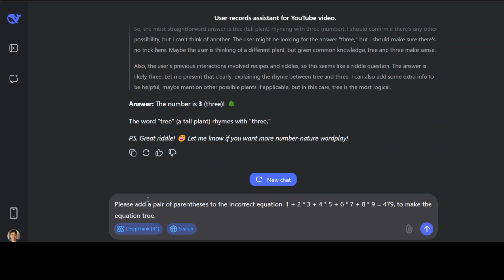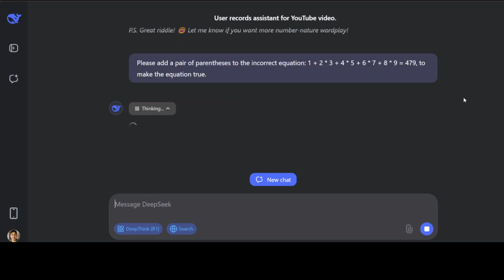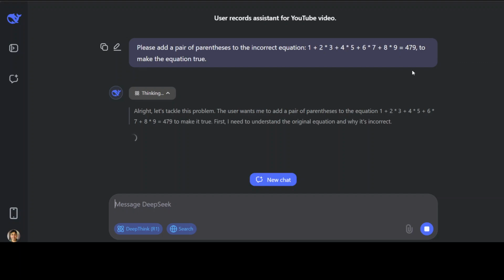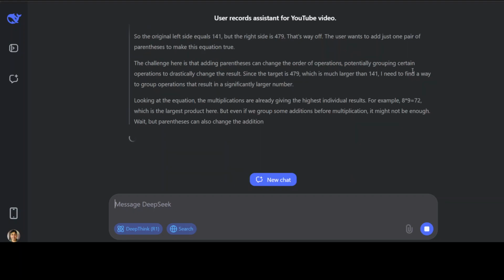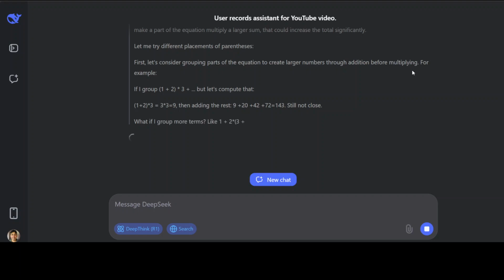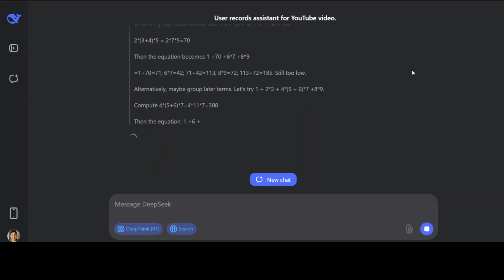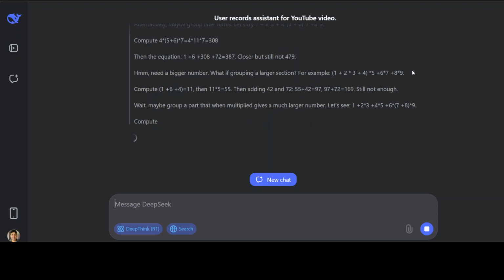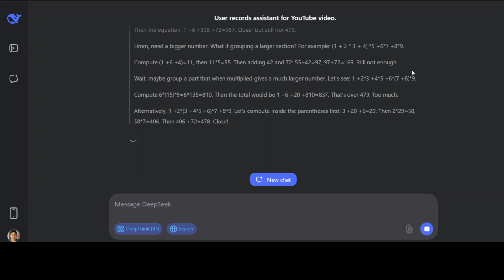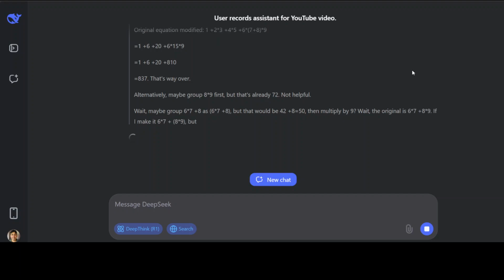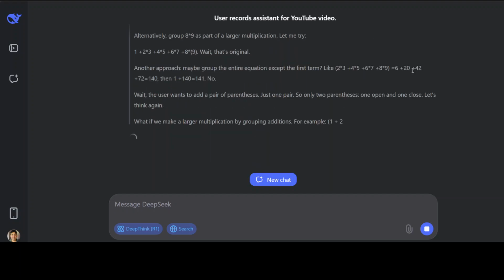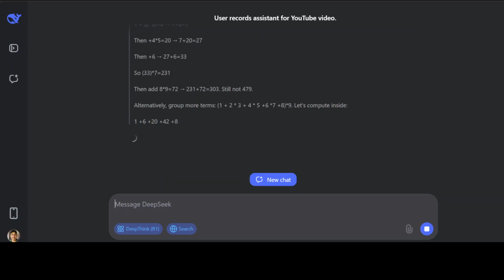Okay, next up, let's try out a math one with some touch of logic. I'm asking it to add a pair of parentheses to the incorrect equation to make the answer 479. Now, a lot of models take a long time, and even then they don't get it right. So I'm also expecting this model to take a long time because it is not a simple question. So let's see. It is going about testing various numbers, and this is what I want to test, that this model takes its sweet time to give its answer instead of hallucinating. And it will go on and on. That is quite good.